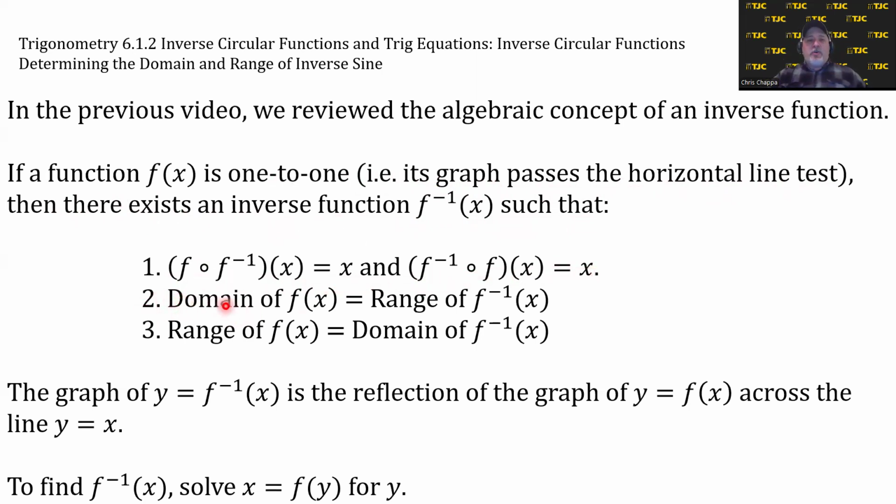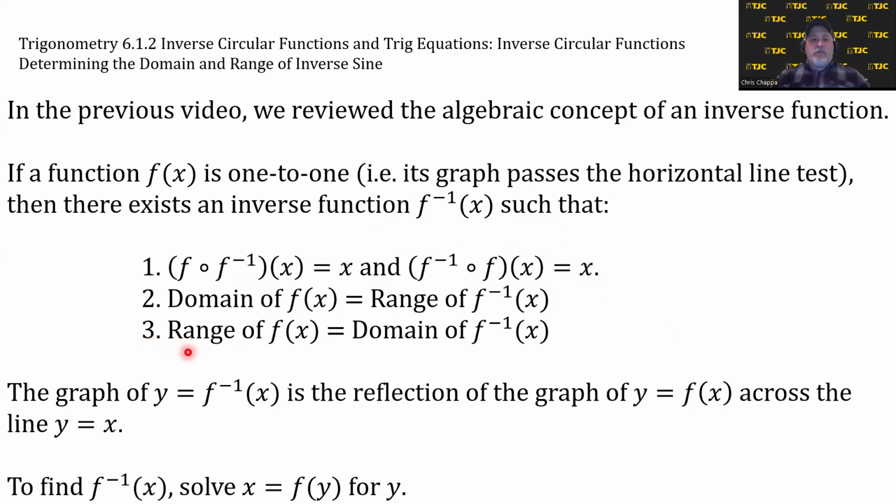Number 2, the domain of f of x equals the range of f inverse of x. This means whatever goes into f comes out of f inverse, which is important for this second composition statement because this x initially goes into f, hence must be in its domain, but must also come out of f inverse and hence be in its range.